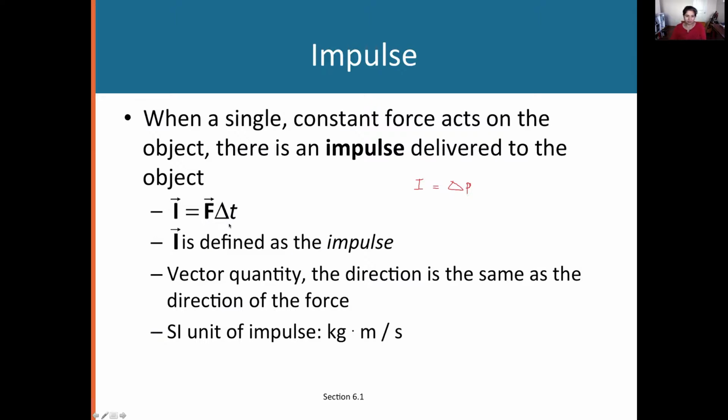So what are the units? If we look at units for momentum, it's kg meters per second. So it's just a change in that. So it's going to be the same units as the momentum, kg meter per second.